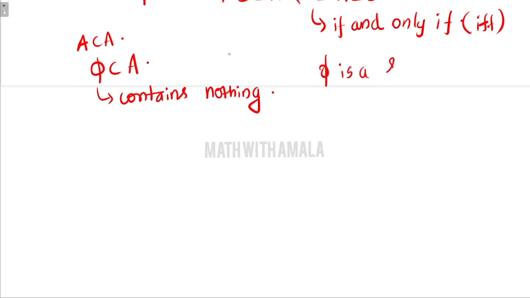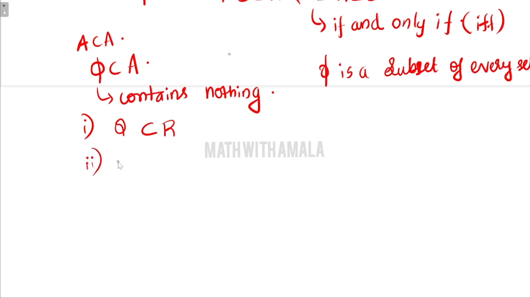Phi also will be there in A. That is the null set, the empty set, or the nothing. It is there already in A. Phi is a subset of every set. In every set you can't see it, but it is there inside. Phi is there inside every set.